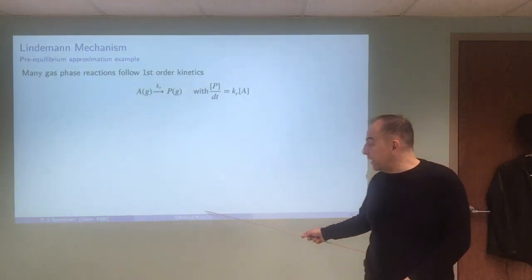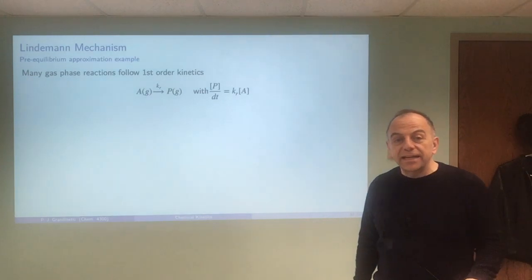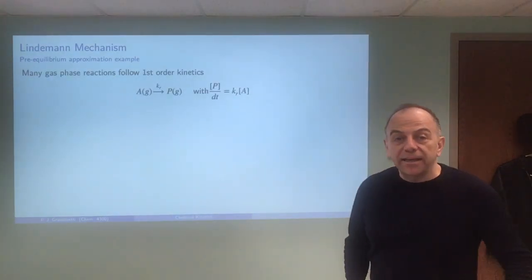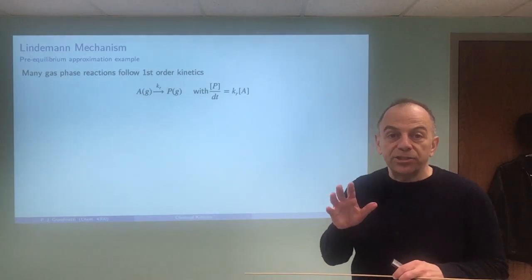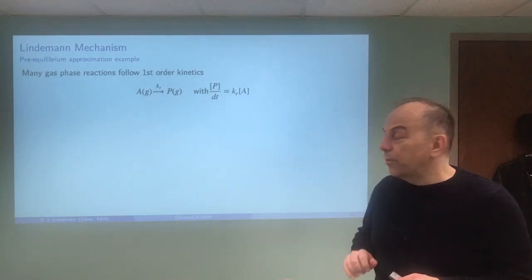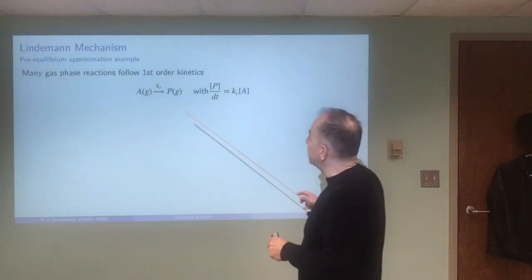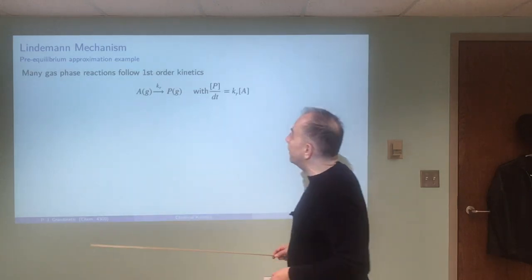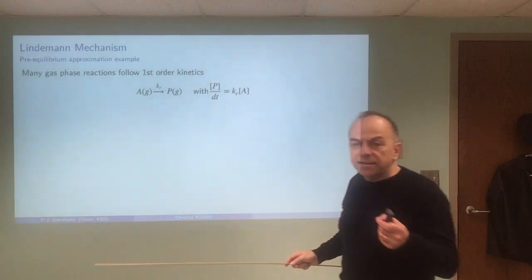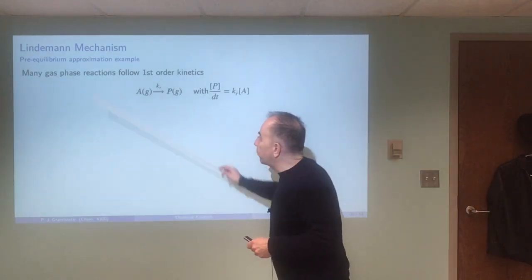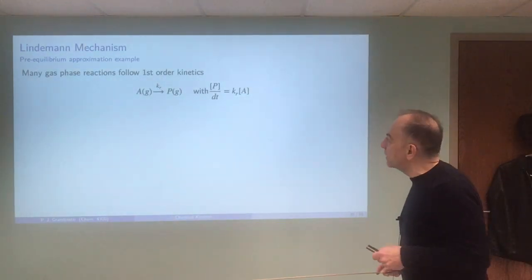In this video, we're going to continue the topic of chemical kinetics. And now we're going to look at a couple examples that take advantage of the steady state approximation that we learned about in the previous video. And one of those cases is something called the Lindemann mechanism for gas phase reactions. And this is going to use the steady state approximation with the pre-equilibrium approximation that we also talked about in that section.